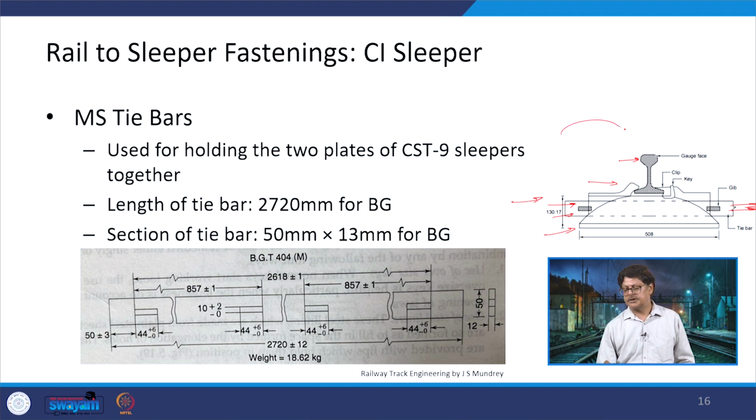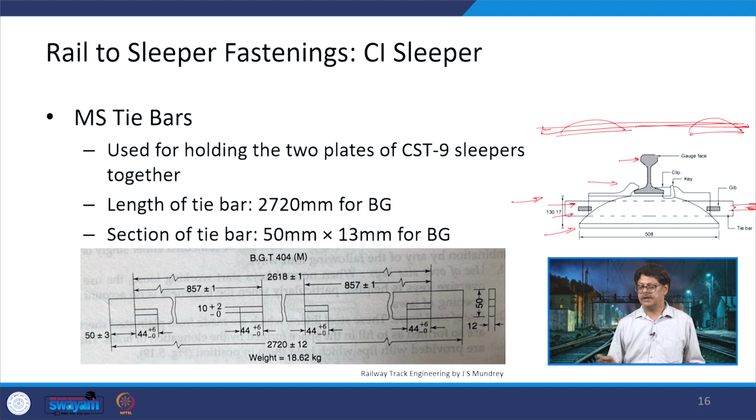One pot is provided on this side, another pot is provided here. So, this tie bar is going to be in this form. It is connecting both of these. So, it is sort of a two-block concrete sleeper type of condition. It is used for holding the two plates of the CST9 sleepers together.